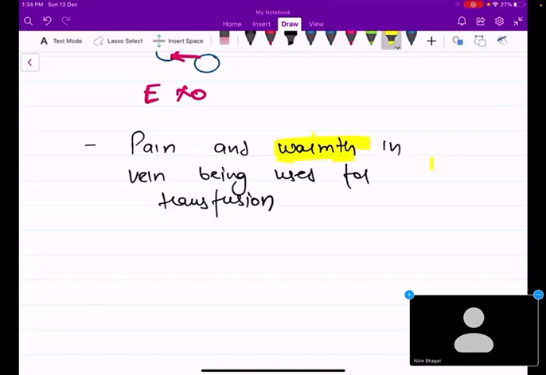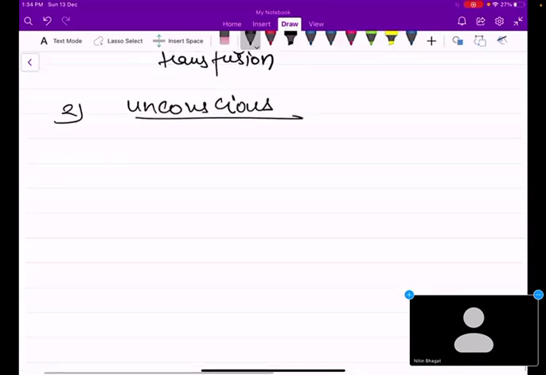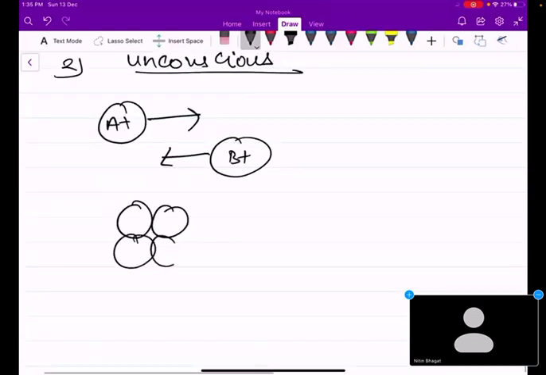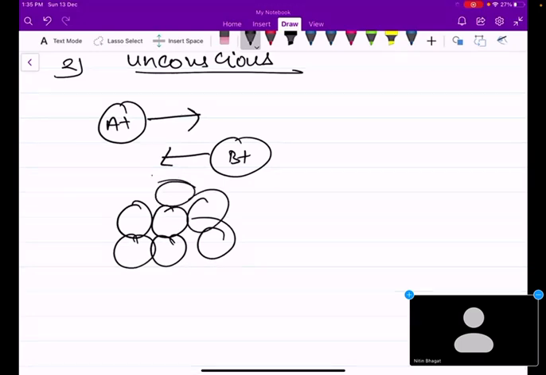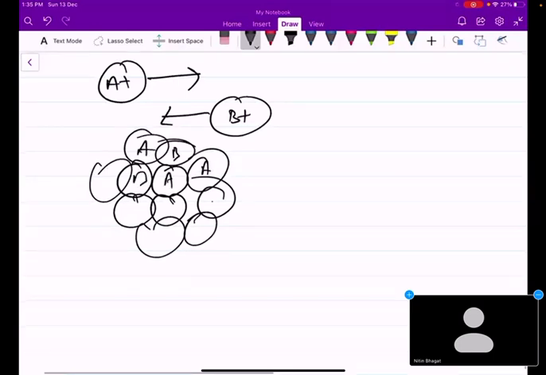Fine. Now, the second, if the patient is unconscious, see, A positive RBCs and B positive RBCs, they clump with each other because they are destroyed. When they are destroyed, they clump with each other.